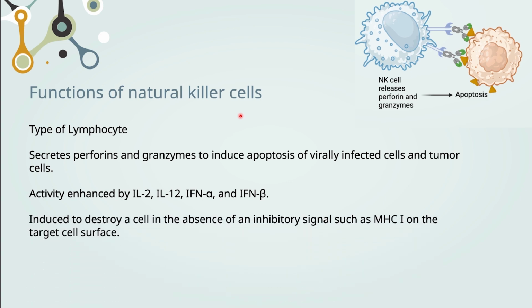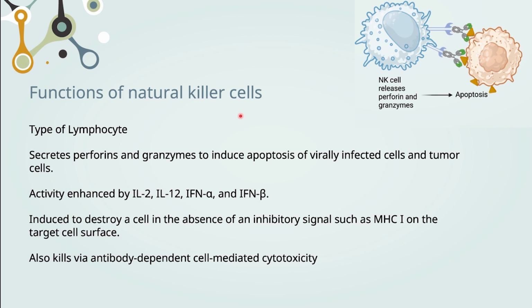Now, there's one more really high yield information. These cells are also able to destroy any cell which lacks inhibitory signals such as MHC1 on the cell surface. Now, these are really important in tumor cells. Tumor cells, if they lack MHC1, it will signal natural killer cells that these cells do not have inhibitory signals. So these are definitely some kind of abnormal cells and natural killer cells need to destroy them. All right. Now, these inhibitory signals are really important because these signals protect our normal cells from being destroyed by natural killer cells. All right.